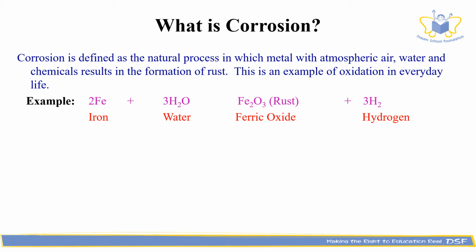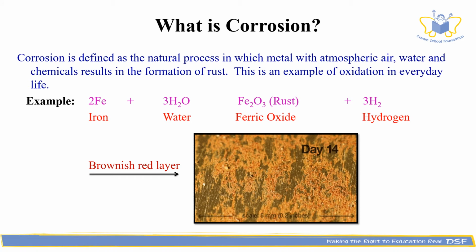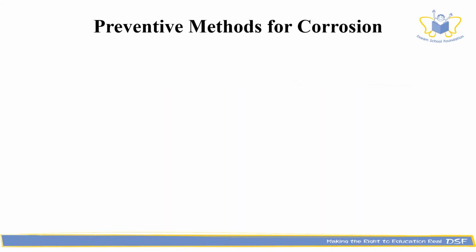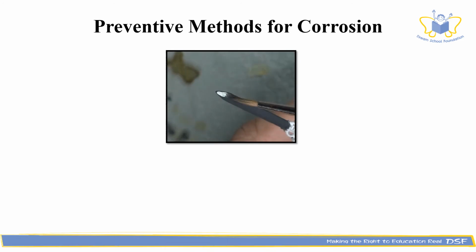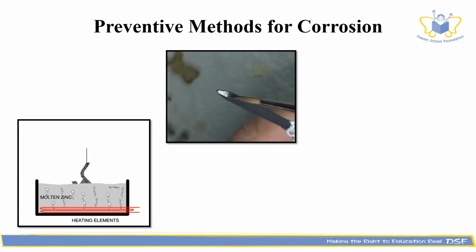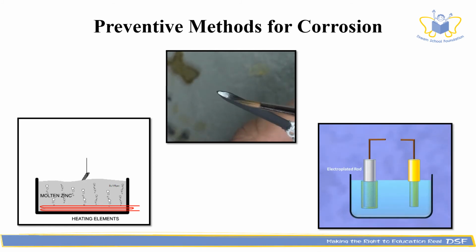In day to day life, we see rusting happening in and around when metals are exposed to atmospheric air and water. Some of the preventive measures for corrosion or rusting are: first, by applying oil, grease, paint, or varnish on the surface. Second, galvanizing is done, that is, zinc is coated on the metal. Third, electroplating is done, that is, one metal is coated on the other.